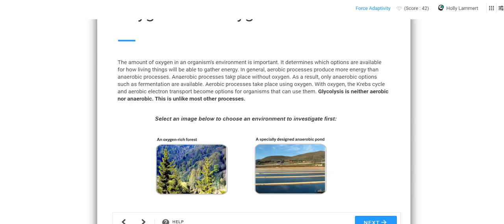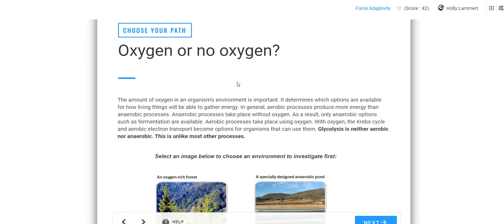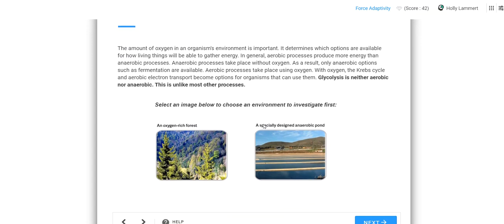All right. Now we're going to choose our path, oxygen or no oxygen. So go ahead and take a deep breath in and breathe everything out. So every time you breathe, you're sucking in air around you, and that's 21% of that is oxygen. There are some environments, though, that don't have oxygen. So specifically here, they're showing us in a designed anaerobic pond, there might not be any oxygen. There's also lower oxygen in swamps. Swamps don't have a lot of oxygen, and there's a reason for that.